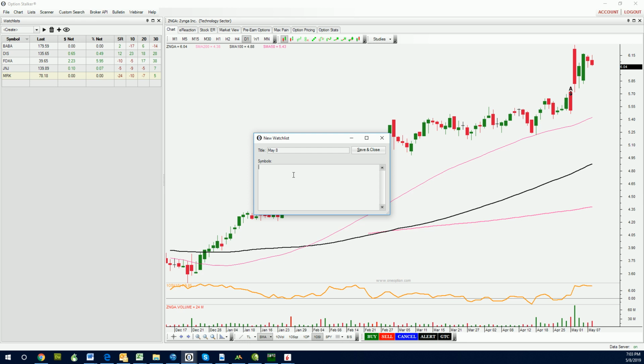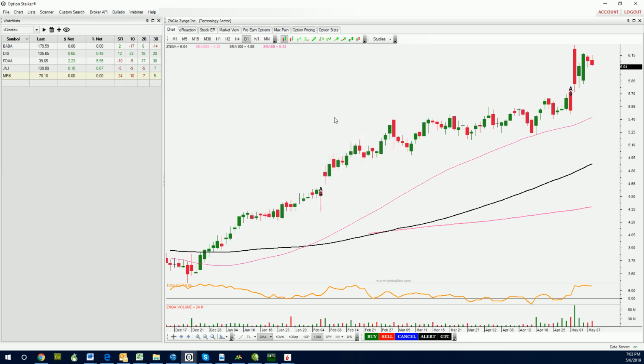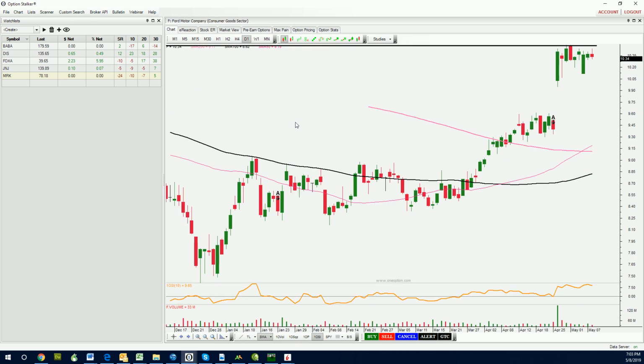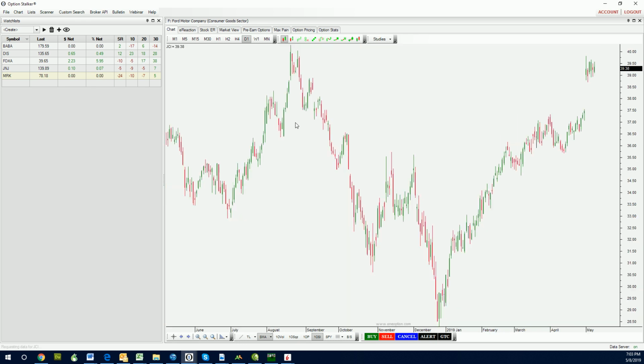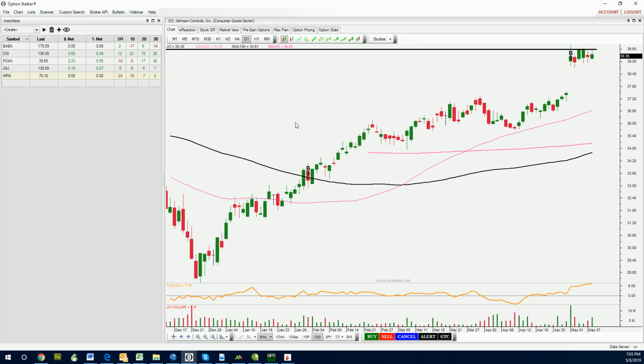And you know what? I'm going to scrap this for a second. I've got to really zero in on the stock that I want to have for the long. So I've written down the stocks I like. I like Ford. This is nice. I like JCI. That also looks good. And I like Met.